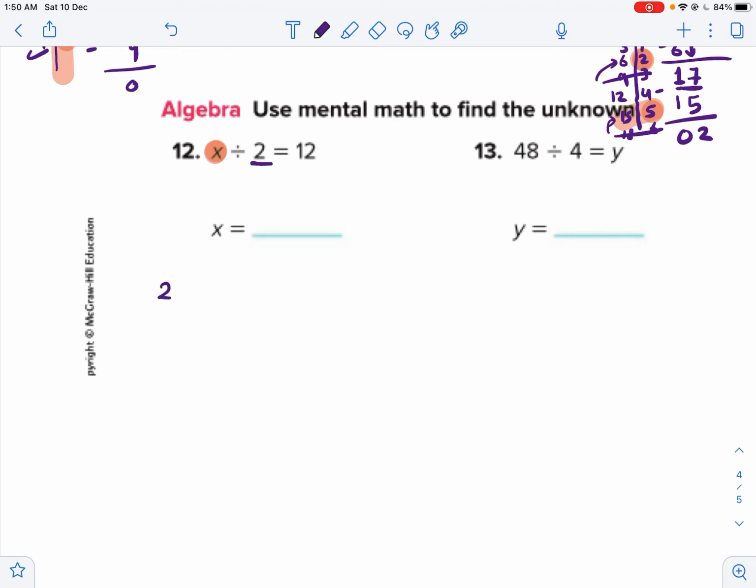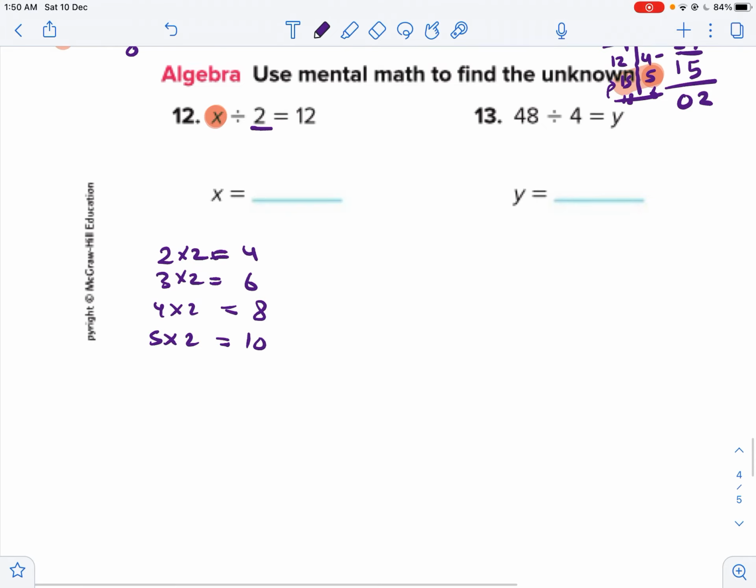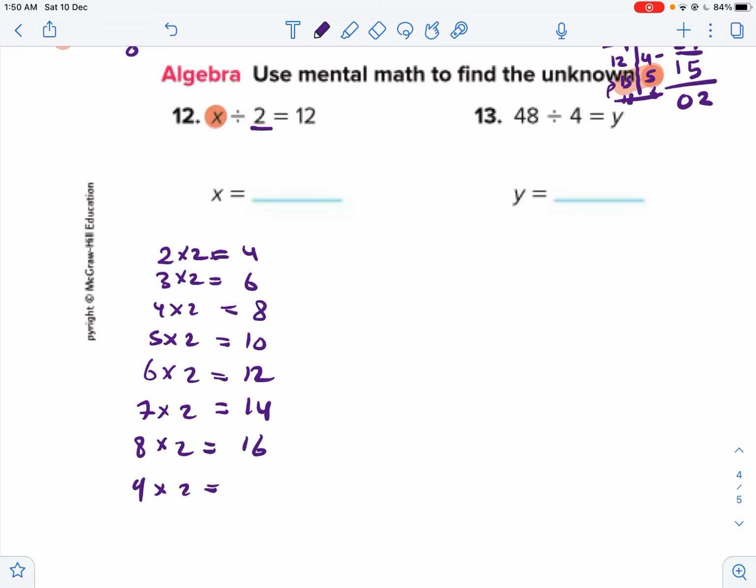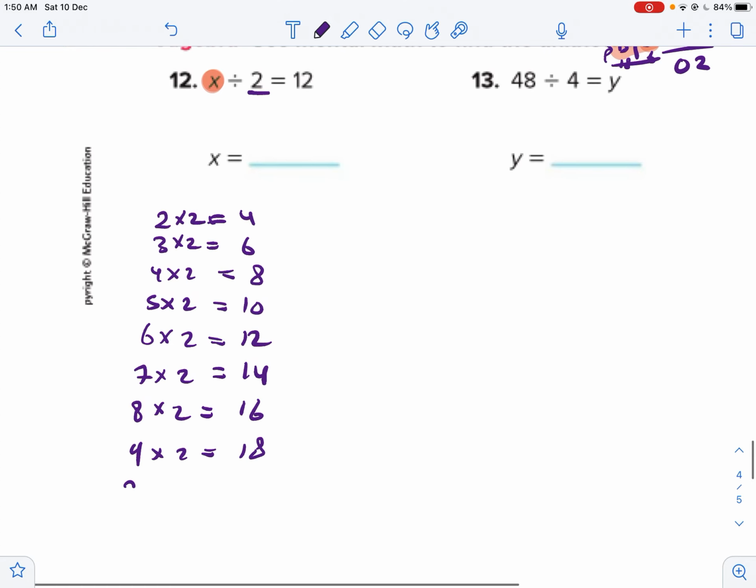1 times 2 is 2. 2 times 2 is equals to 4. 3 times 2 equals 6. 4 times 2 is 8. 5 times 2 is what? Is 10. 6 times 2 is what? 12. Now 7 times 2 is what? Is 14. 8 times 2 is 16. 9 times 2 is 18. 10 times 2 is 20.